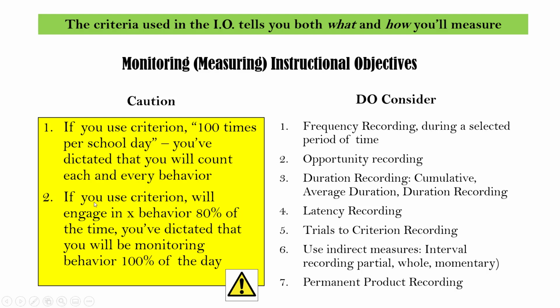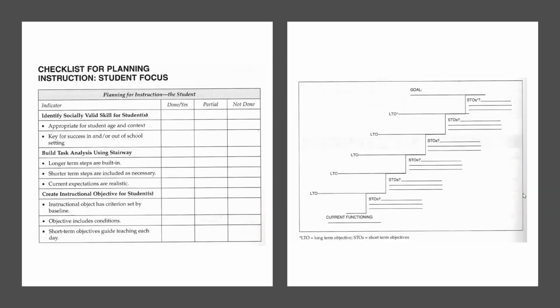And then same thing with the criterion, they will engage in X behavior 80% of the time. You've dictated that you're going to be monitoring behavior 100% of the day. So just be careful about how you word it and your observation periods and everything like that. Make sure that you can actually practically observe the behavior in whatever data collection system you pick.